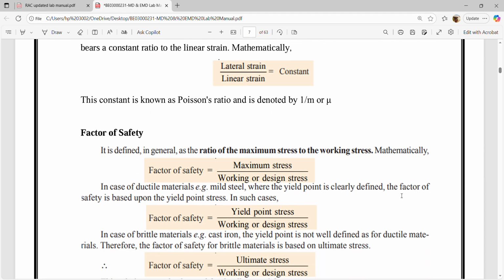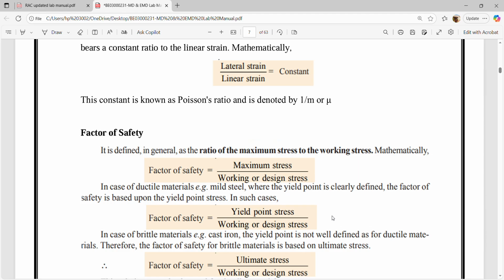These are the formulas of factor of safety. It is defined in general as the ratio of maximum stress to the working stress. In case of ductile material, that is mild steel, where the yield point is clearly defined, the factor of safety is based upon the yield point stress. In such cases, factor of safety is equal to yield point stress upon working or designing stress.